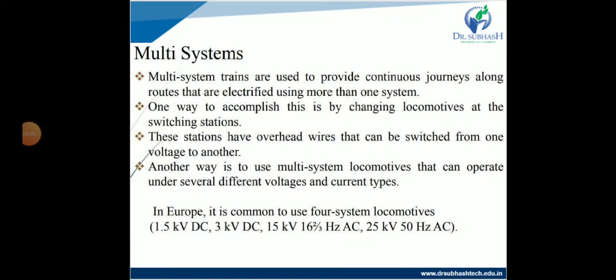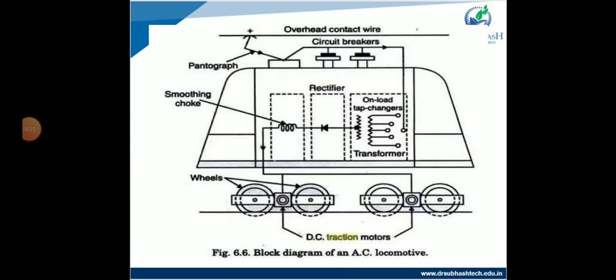In Europe, it is common to use four-system locomotives. First is 1.5 kV DC, second is 3 kV DC, the third is 15 kV and 16 2/3 Hz frequency AC supply, and the last one is 25 kV and 50 Hz AC.